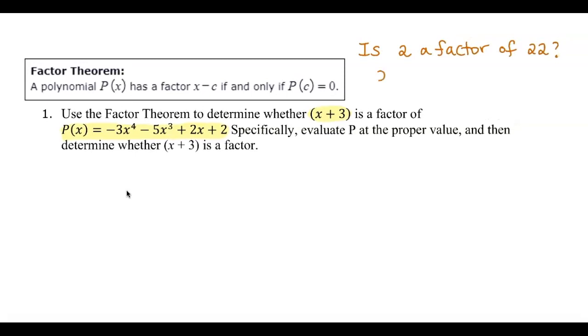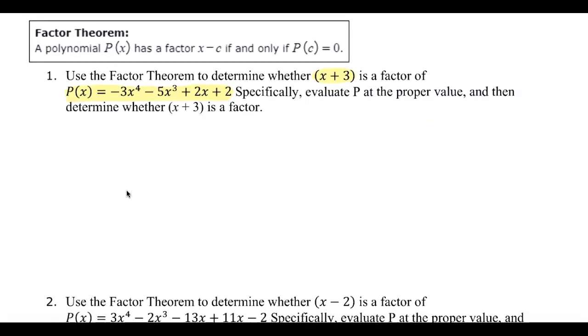Well, what you do is you divide 22 by 2, and if the remainder comes out to be 0, the quotient is 11, but there's no remainder. We know this is a factor, right? 2 divides 22 evenly. So we can do a polynomial division, a long division or a synthetic division to see if the remainder comes out to be 0. But we're going to use something a little different called the factor theorem this time.